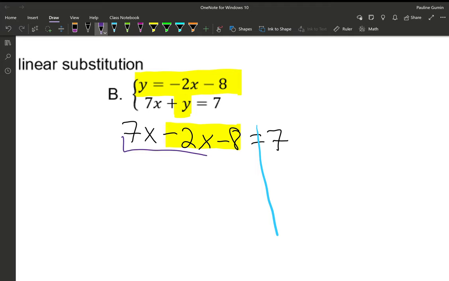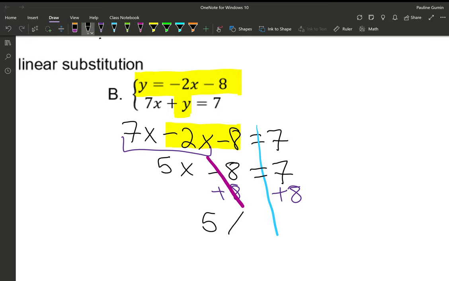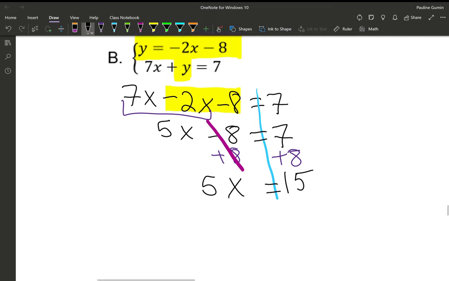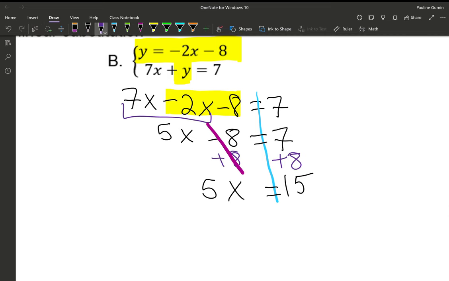If you thought combining like terms, you were correct. 7x's minus 2x's is 5x's. Bring down the minus 8, and that equals 7. What's the next step? Next step is adding 8 to both sides. Okay. On the left, we have 5x, and on the right, 7 plus 8 is 15. And what's our last step? Divide by 5. So, x equals 3.